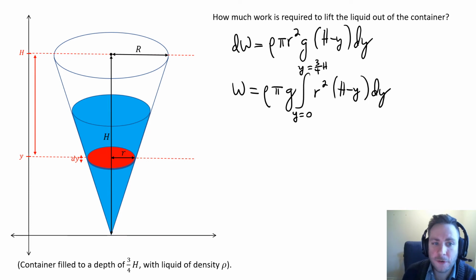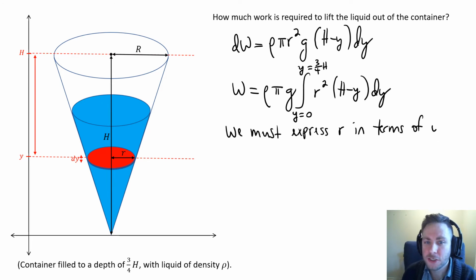All that's left now is to calculate this, but there's still one obstacle preventing us from doing that, and that's the fact that lowercase r isn't a constant. If we want to calculate a dy integral, then y needs to be our only variable. So we need to find a way to express lowercase r in terms of y, which theoretically should be possible since we know the radius of the disk does depend on the y value, so there should be some relationship there that we can find.